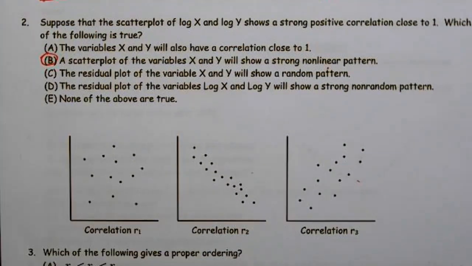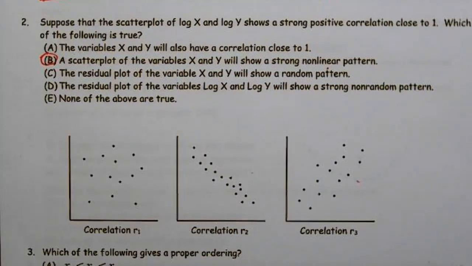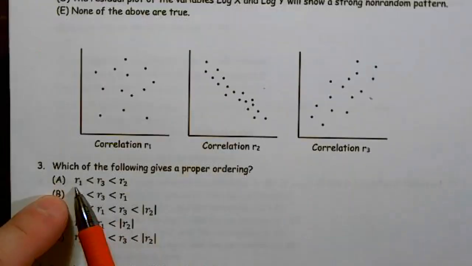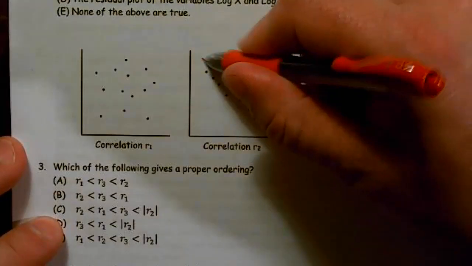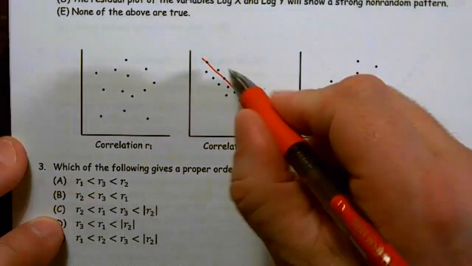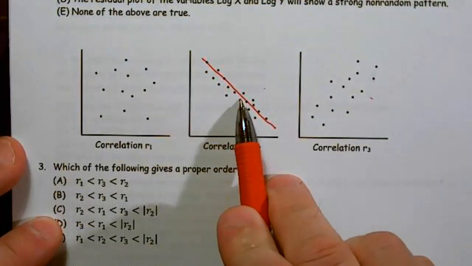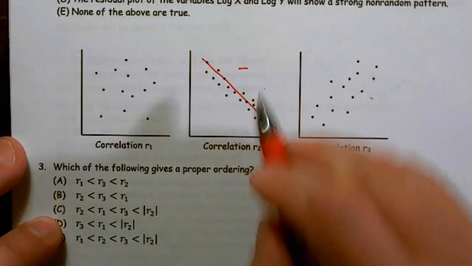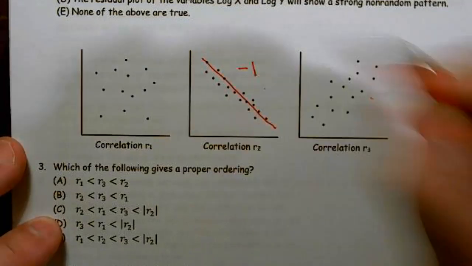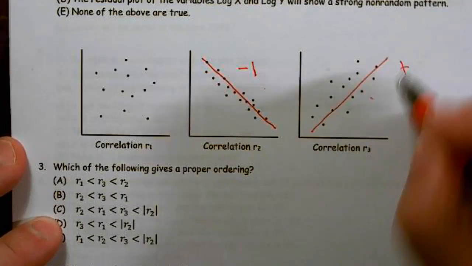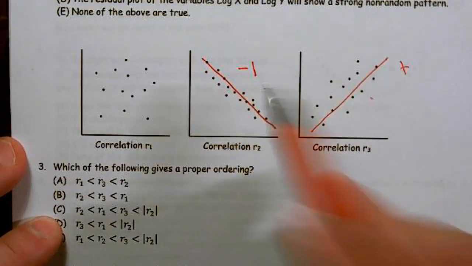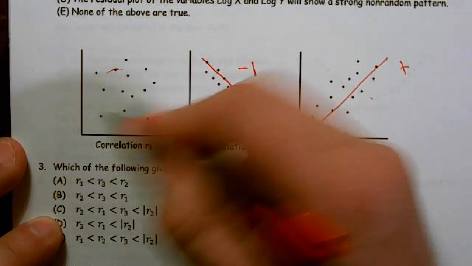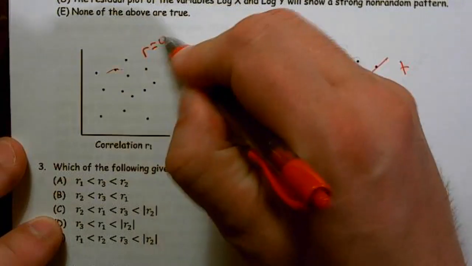All right, number 3, we have 3 scatter plots, and it says which of the following gives the proper ordering. And we basically have the correlation coefficients, and they ask which one gives the proper ordering? So let's talk about this real quickly. First off, this one has a very strong, this is going to have a high R, but it's negative. So this is going to be pretty close to -1. This has a positive, but it's not going to be as strong or as close to 1 as this one. And this one is a very loose pattern, so it's going to have an R equal to about 0.